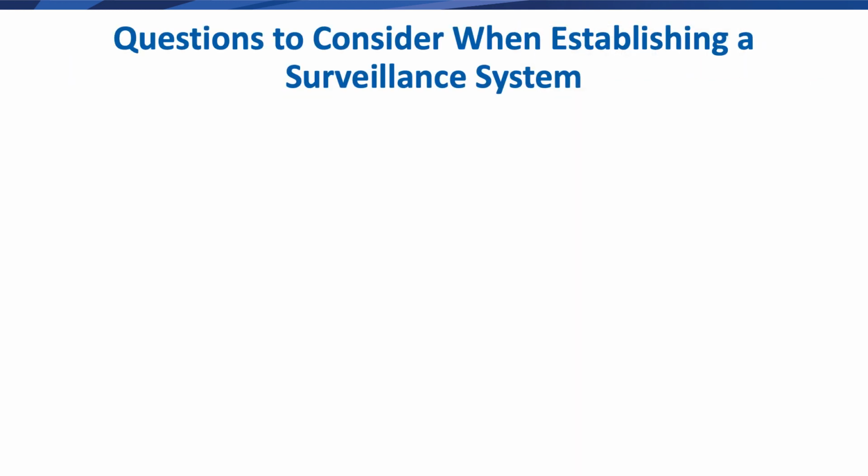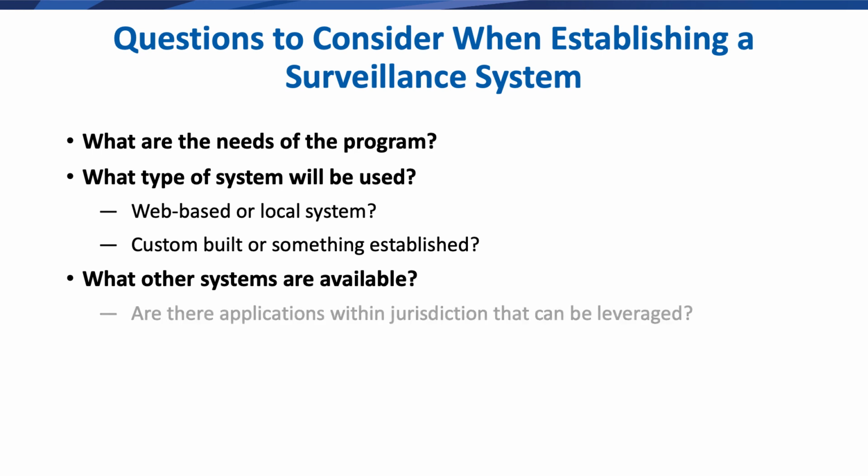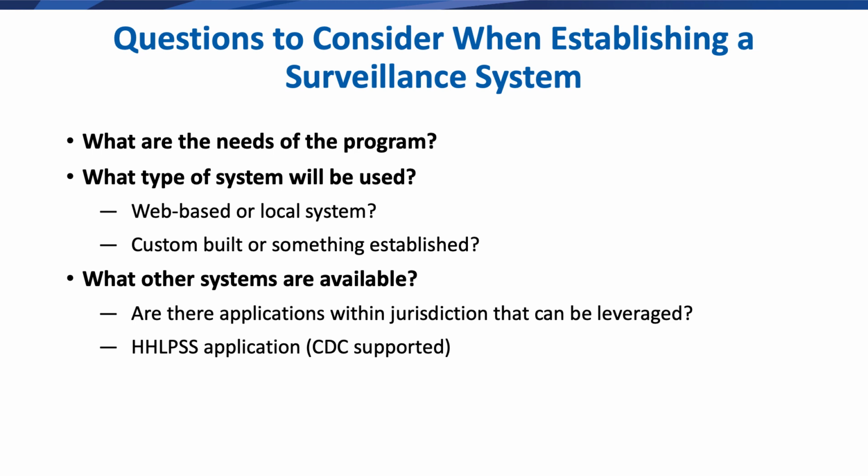There are questions to consider when establishing a surveillance system. What are the needs of the program? Do you have any legal requirements, state reporting rules, or other direction from within your jurisdiction that the system must meet? And what are your objectives and end goals? What type of system will be used, and are there any existing applications? Is there anything established within your jurisdiction that can be leveraged, or would you need to look into something like the Healthy Homes and Lead Poisoning Surveillance System, or HELPS, that's provided by CDC?